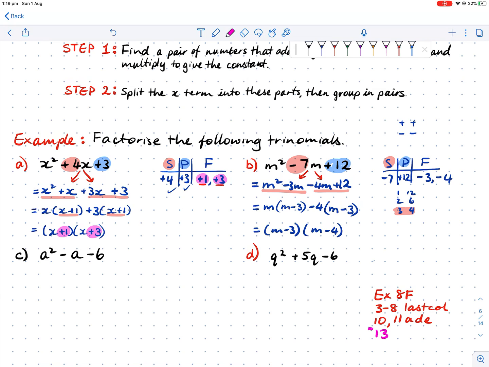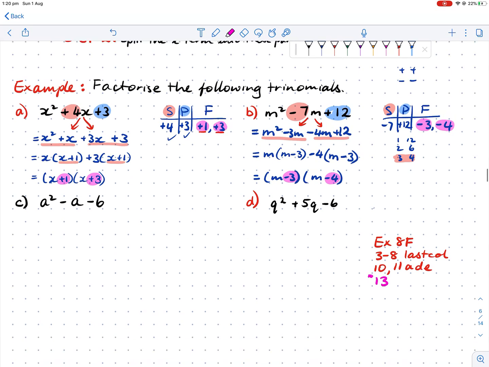If you look at the second example we did, we had the minus 3 and the minus 4, and you can see in your brackets, again, you've got the minus 3 and the minus 4. So what I would suggest is do the grouping in pairs a couple of times, and once you're confident with it and you're comfortable with it, you can use the shortcut. You don't have to do it the long way every single time when we're looking at monic trinomials.